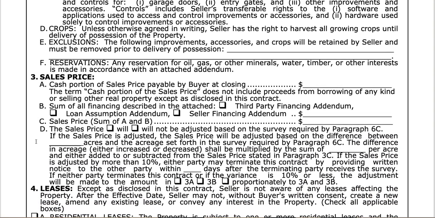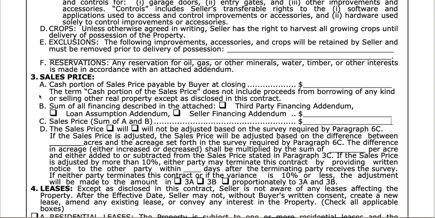Sales price, cash portion of sales price payable by buyer at closing. This is what they're putting down as their down payment. The term cash portion of the sales price does not include proceeds from borrowing of any kind or selling other real estate except as disclosed in this contract. Sum of all financing described in the attached. If it's a third-party finance addendum, a loan assumption addendum, seller financing addendum, whatever they're financing would go right here. Then obviously you add both of those up, comes up to the total sales price right here.